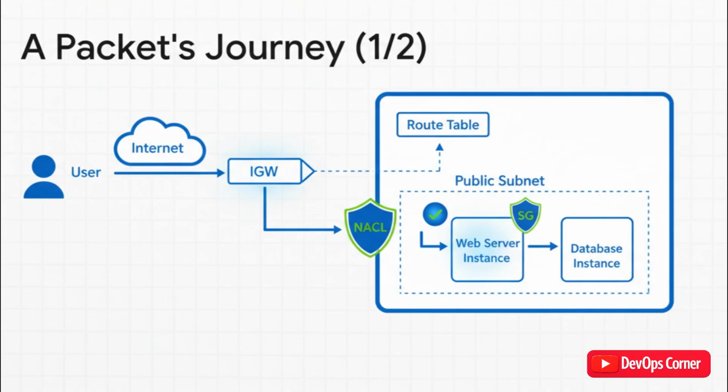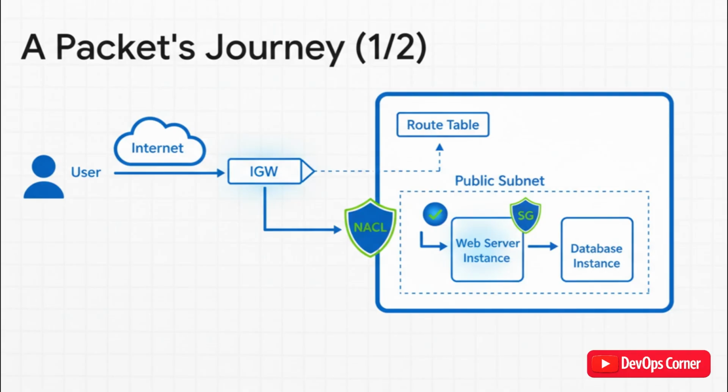Okay, here we go. Step 1. A user somewhere out there wants to see our website. Their request flies across the internet and hits our front door, the Internet Gateway. Step 2. The VPC's main router checks its route table, our GPS, and says, this is for the web server, send it to the public subnet. Step 3. Before the packet can even get into the neighborhood, it has to get past the security patrol, the network ACL. Step 4. It passes and arrives at the web server's front door, where it has to get past the bouncer, the security group.